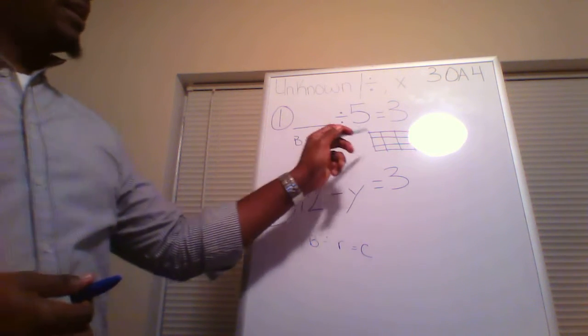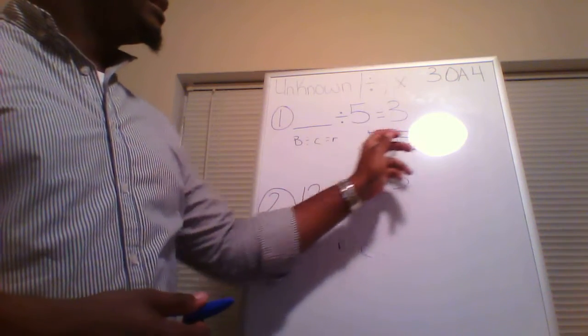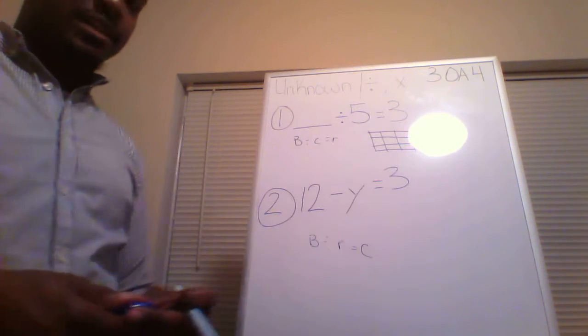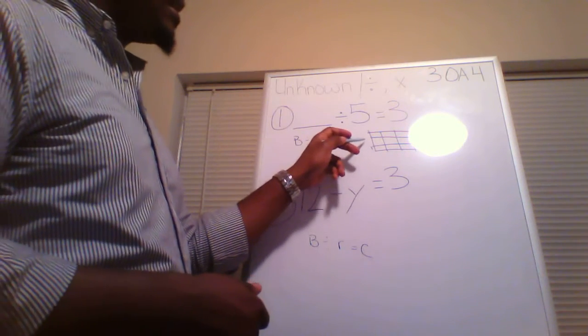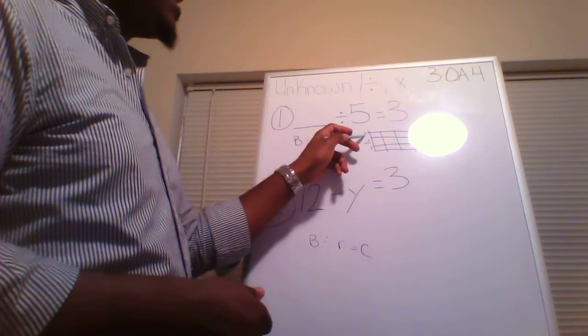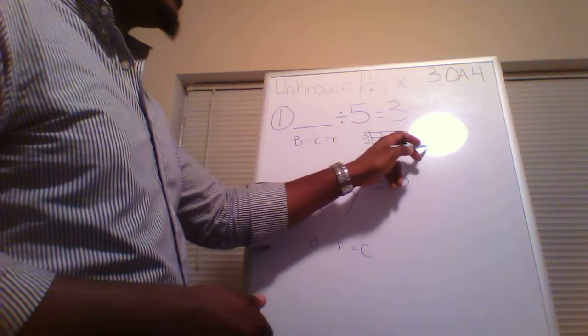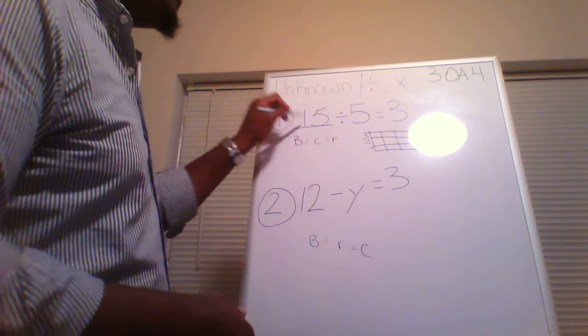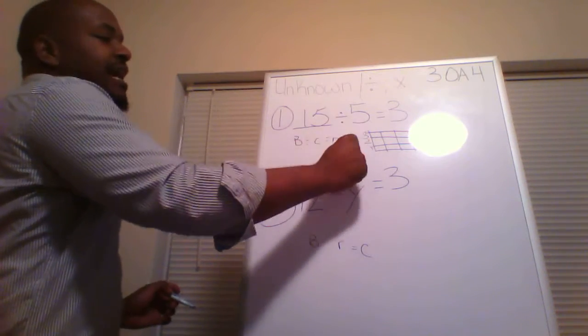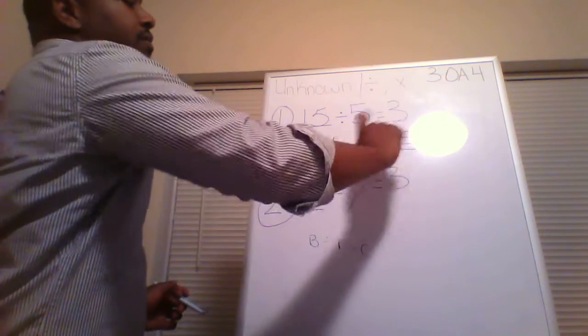Okay? So now here I am, 5, 10, 15, because I know how to count my 5s. Okay? So I stacked 5 once, I stacked 5 twice, I stacked 5 3 times, and I got 15. Okay, so 15 is my unknown. 15 divided by 5 columns equals 3 rows.